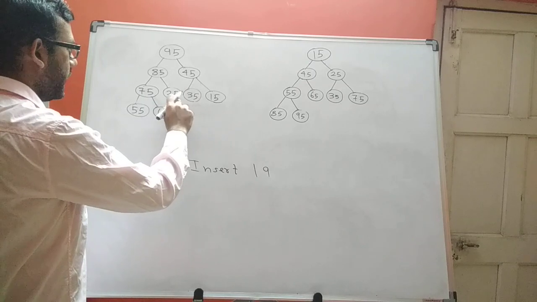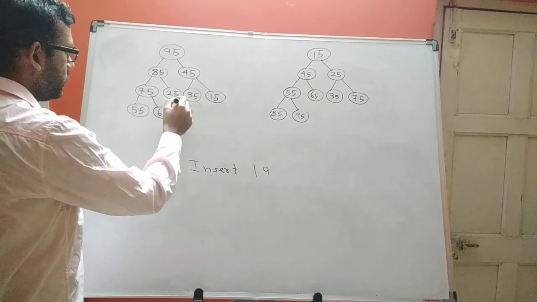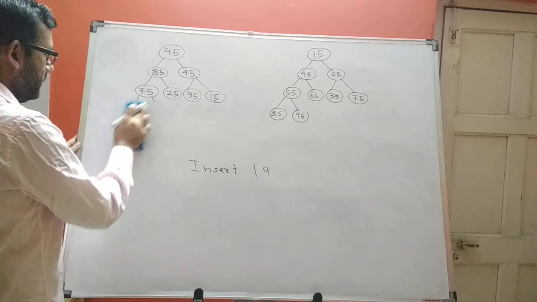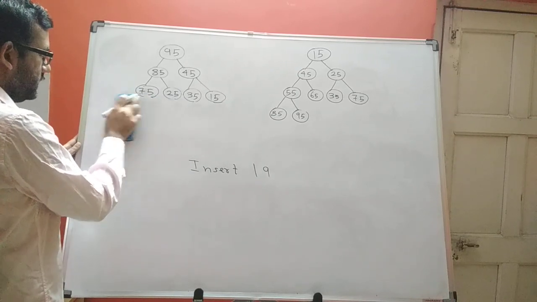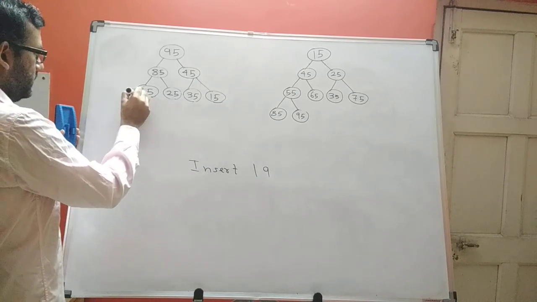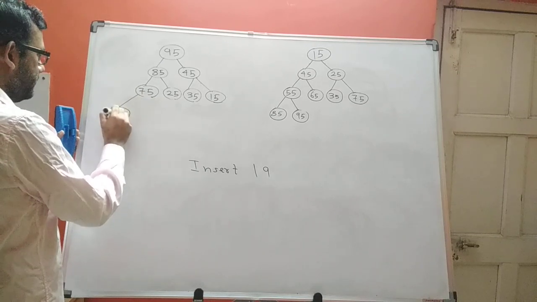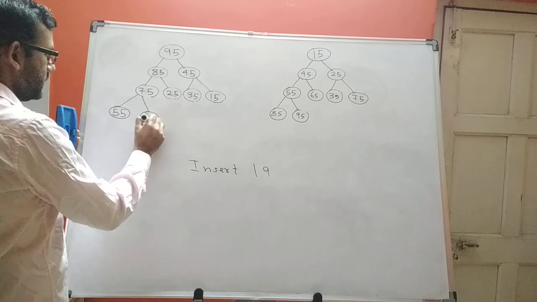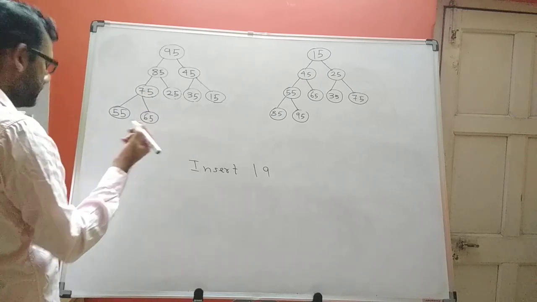So where would 19 go? 19 would go to the left of 25. I'll just change this diagram a bit because I don't have space, I'll draw this in a wider manner. So I have 55 here and I have 65 here. So this is what my tree is.